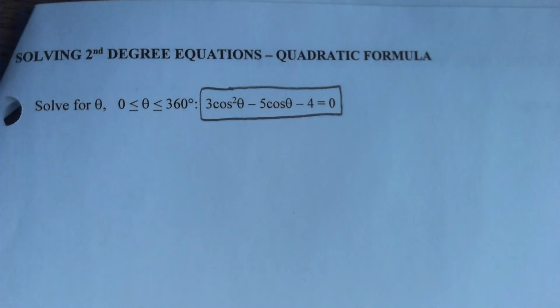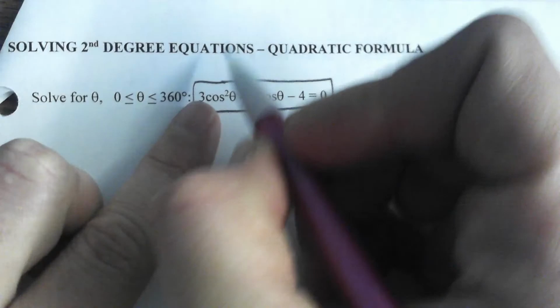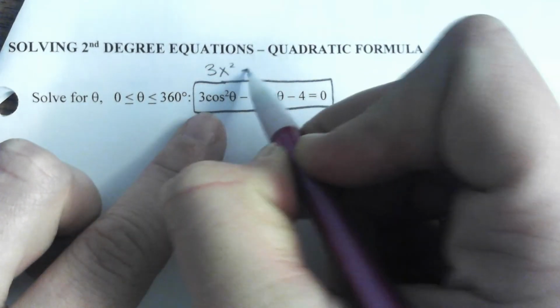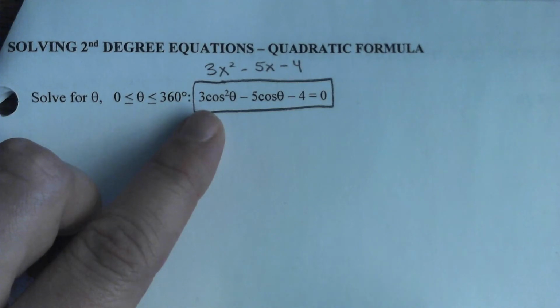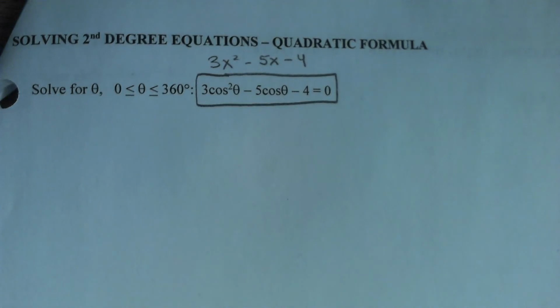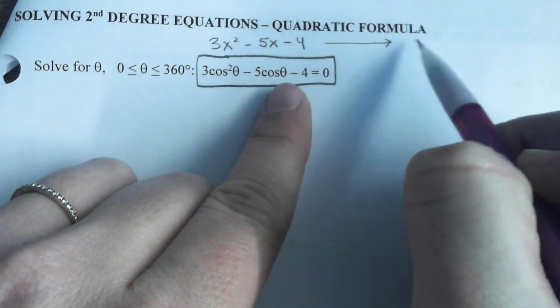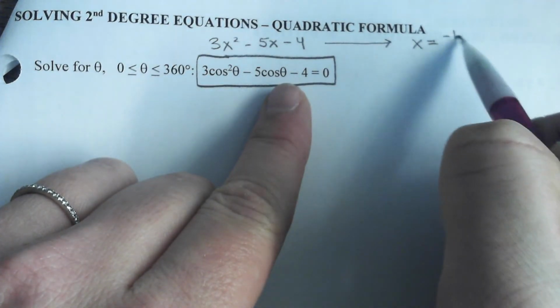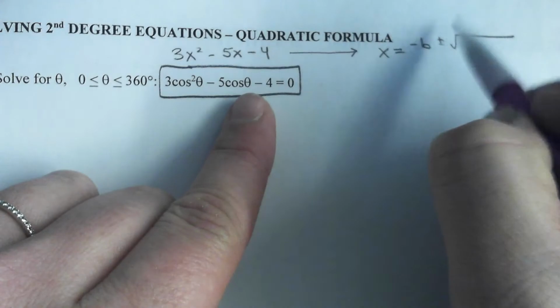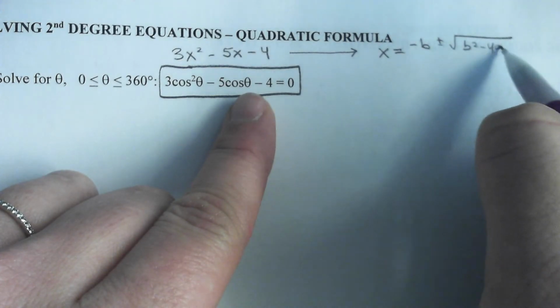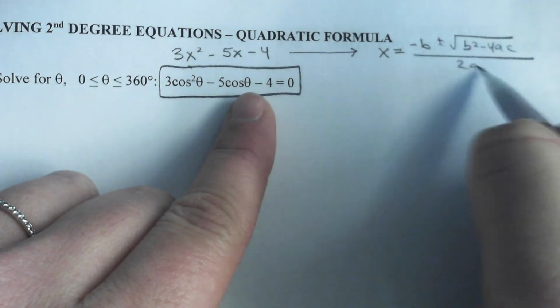Normally the equivalent of this would be 3x squared minus 5x minus 4, right? But it's not. But even still, when we do the quadratic formula, we don't use x anyway. We use 3 as a, negative 5 as b. So you would never plug that in anyway. When we do the quadratic formula with an x, it's x equals negative b plus or minus the square root of b squared minus 4ac all over 2a.